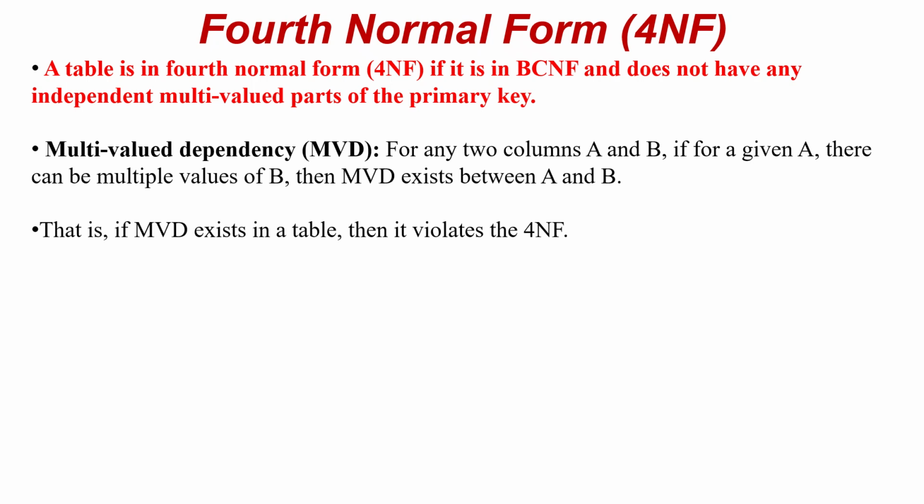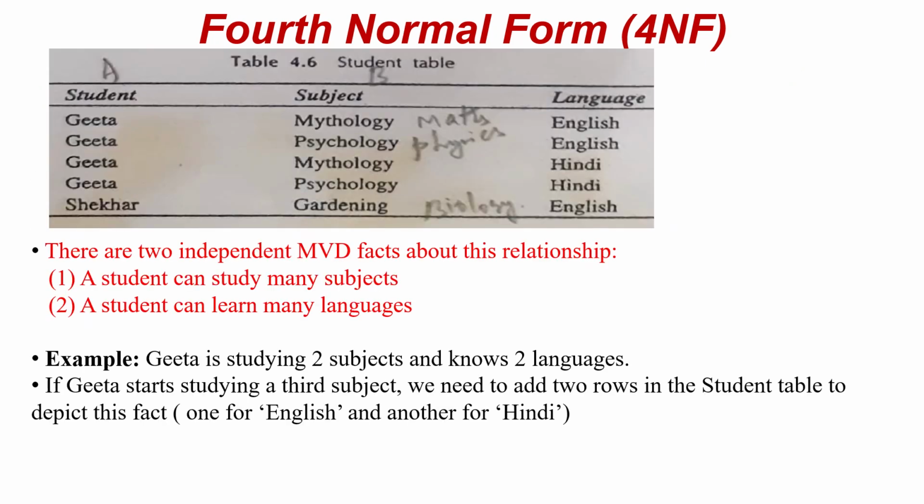The next one is the fourth normal form. A table is in fourth normal form if it is in BCNF and doesn't have any independent multi-valued parts of the primary key. Multi-valued dependency, MVD: for any two columns A and B, if for a given A there can be multiple values of B, then an MVD exists between A and B. That is, if an MVD exists in a table, then it violates 4NF.